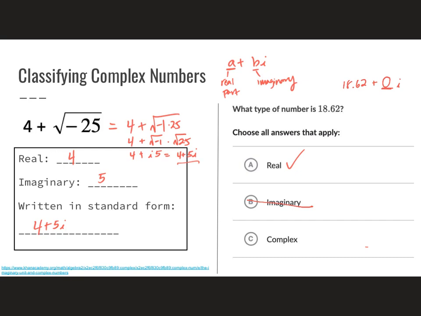So we can have a coefficient of 0 for our imaginary part, because this would just be 18.62 plus 0, because we're still following the zero property, where whenever we multiply 0 with anything, it's going to equal 0. And so that just equals 18.62. So we technically could have a complex number over here if our coefficient for our imaginary part is 0. So 18.62 is not only a real number, but it's also a complex number.